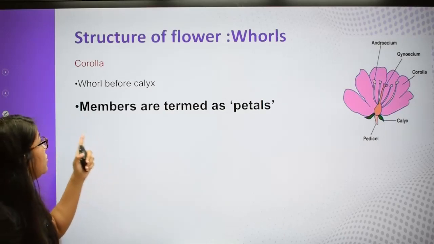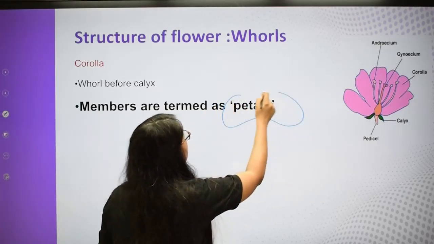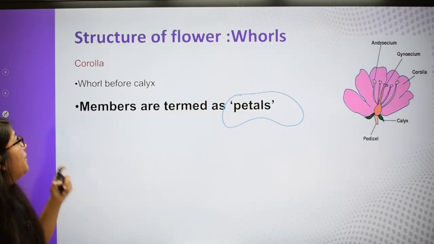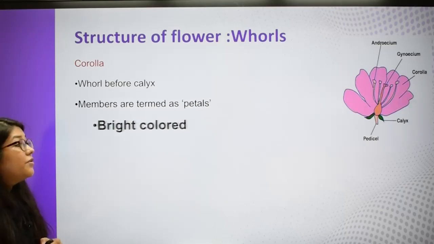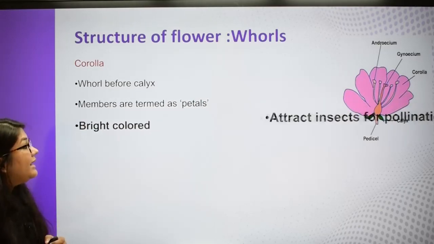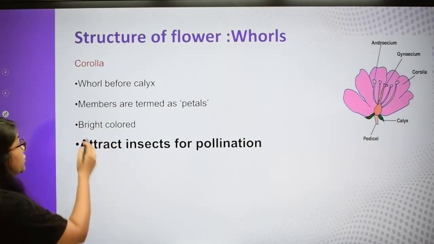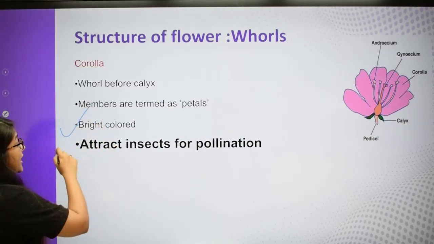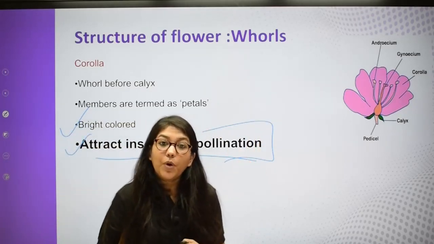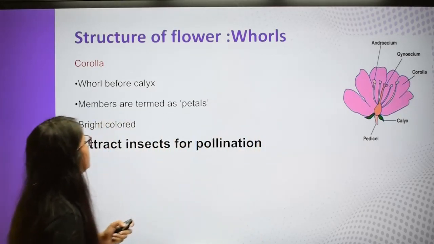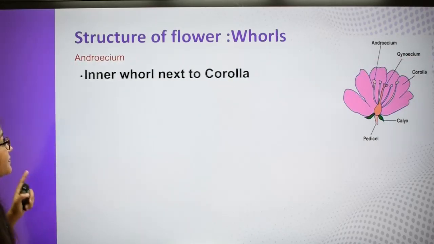Okay, so this is corolla. Members are termed as petals. So each member of corolla, what is it termed as? Petals. The function of the petals is simple. It is brightly colored, so of course it is going to help in the process of pollination. Bright colors attract the insects for the process of pollination. Very important. Alright, moving on to the next whorl, androecium.